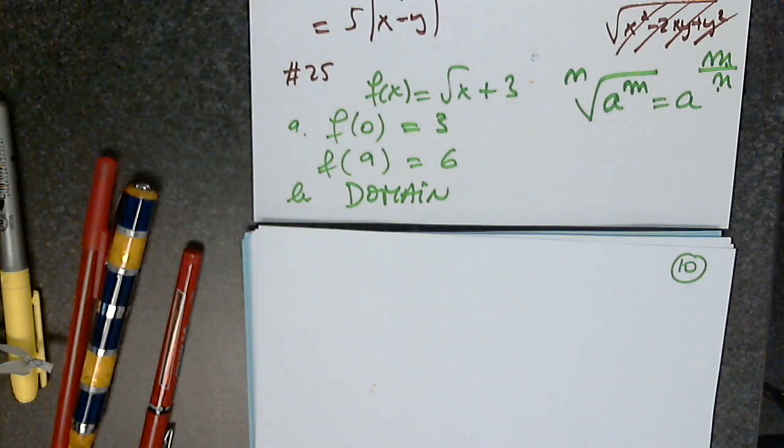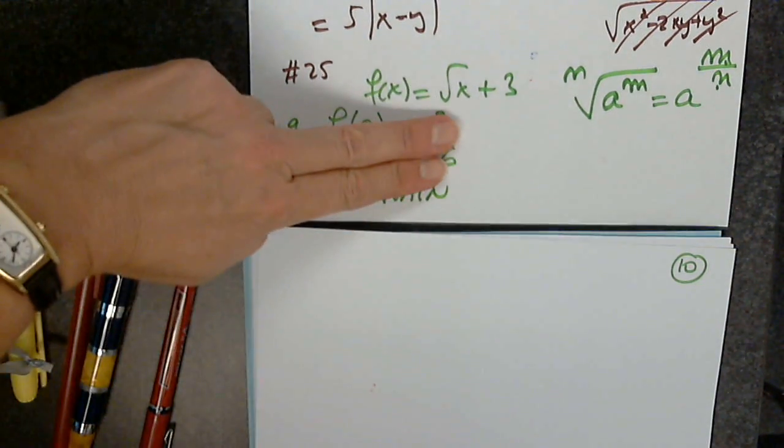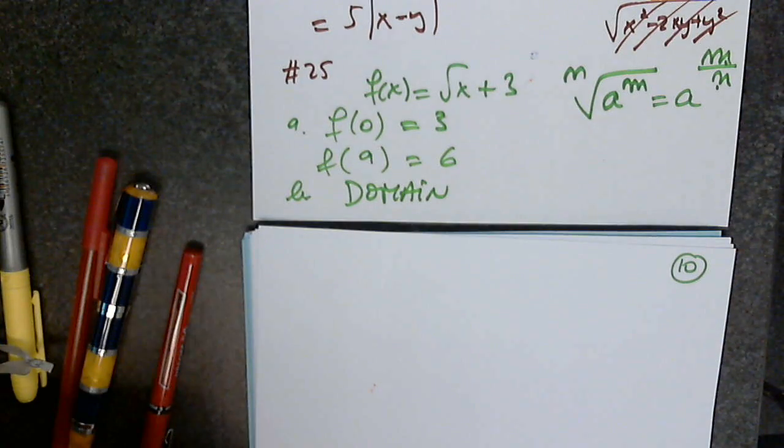What do I have to write? I have to write something that I solve. A bracket is not something I solve. 0 and 9? No, this was just what I was given here.